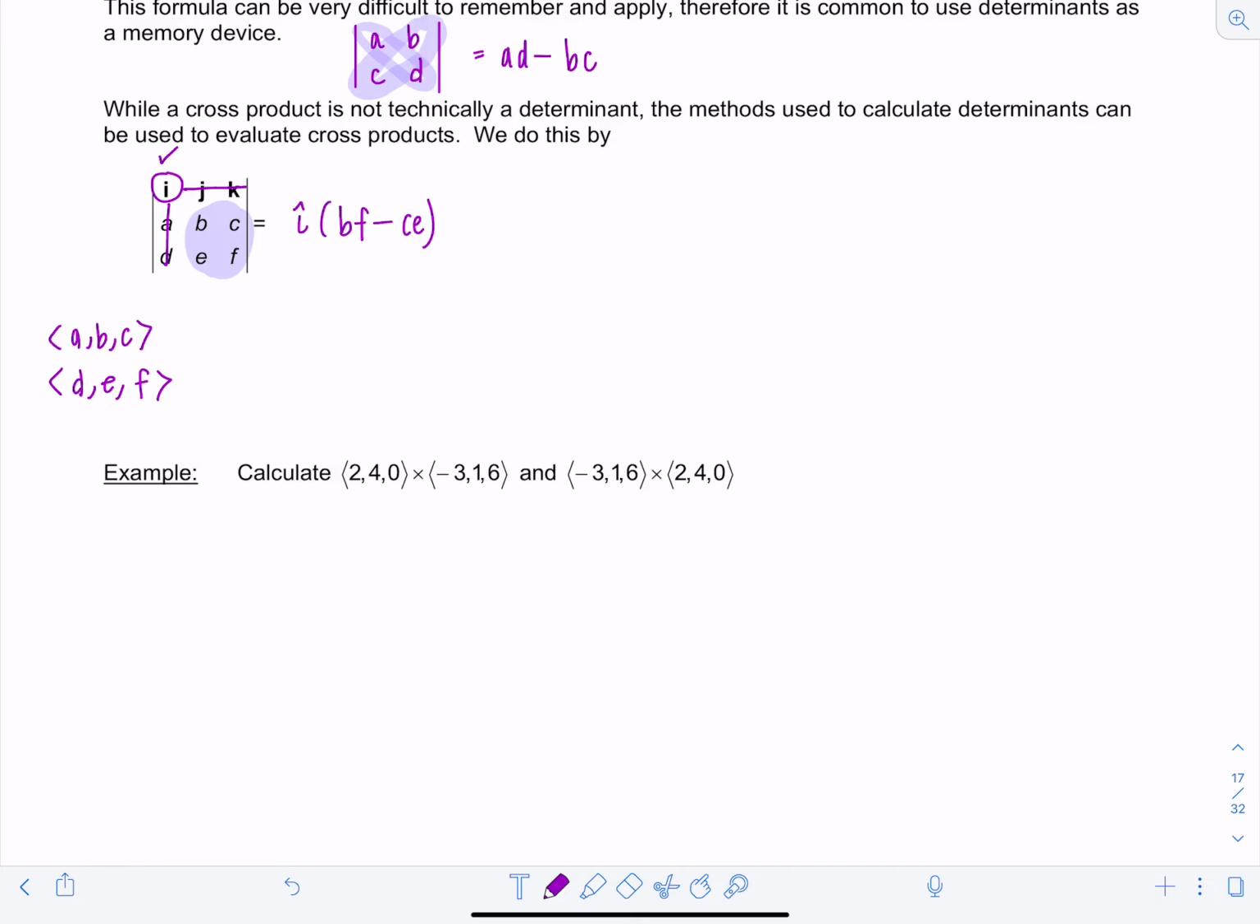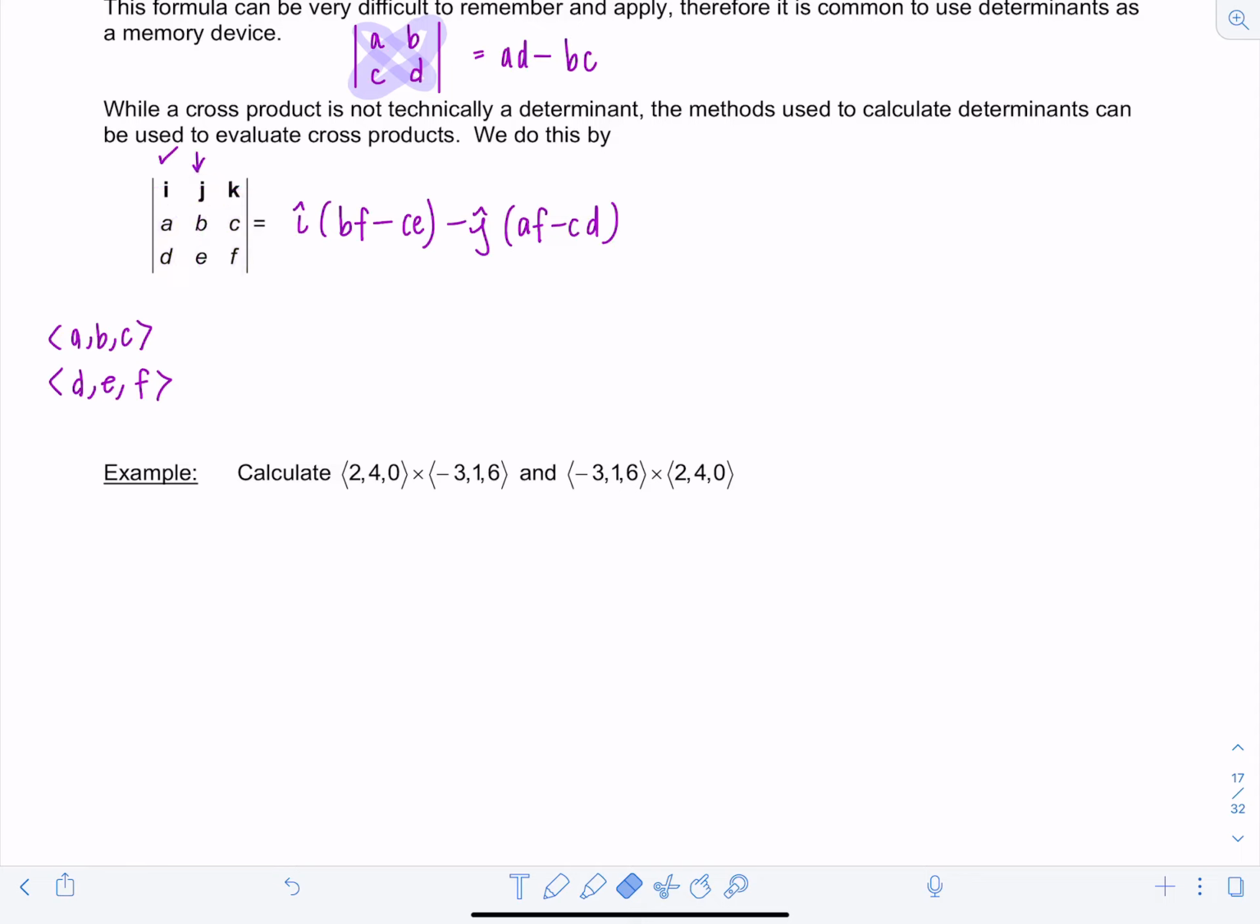Now I'm going to move on to the next entry in the top row. And remember, the signs alternate. So now I'm going to have negative j hat. I'm working on this one right here. Then I'm going to cross out that row, cross out that column, and multiply by the determinant of the 2 by 2 matrix that remains. So you're going to look at the matrix with A, C in the top row and D, F in the bottom row, and that determinant would be AF minus CD. So that one's done.